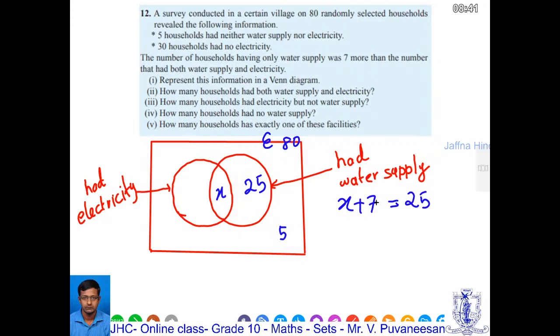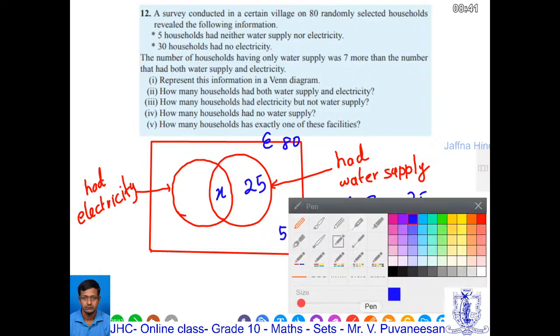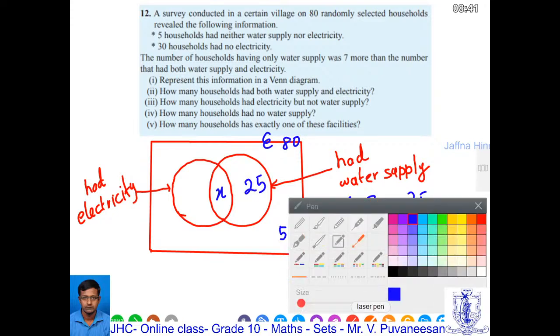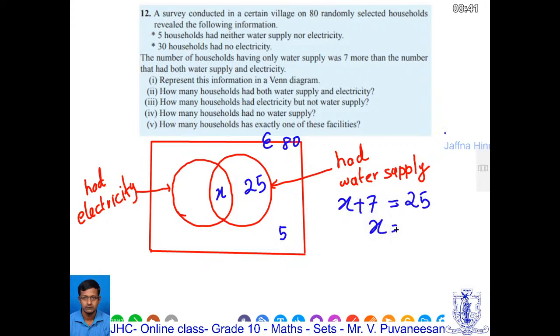Only water supply, which we already found as 25, was equal to 7 more than those who had both electricity and water supply. So we form an equation and find X from it. Making X the subject, 25 minus 7 equals 18. So the middle region, having both, is 18. I erase X and put 18. 18 have both electricity and water supply.